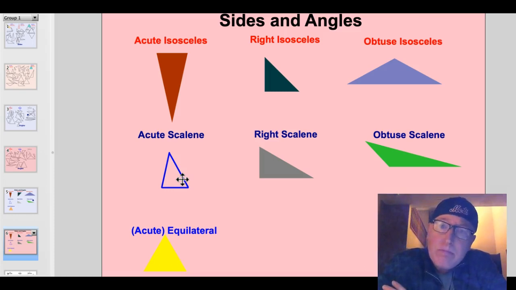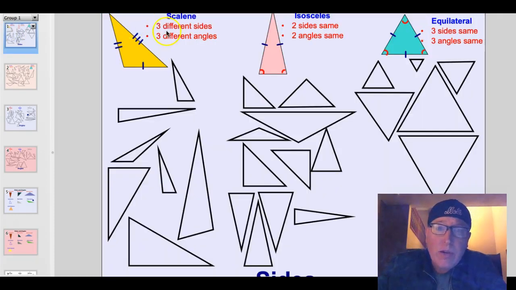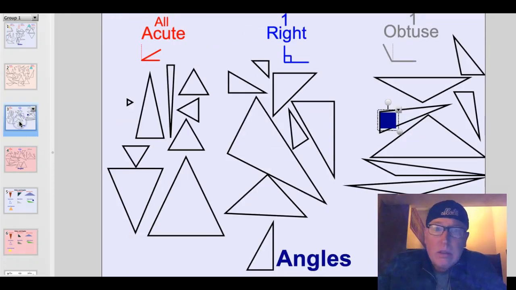I hope this helps. I appreciate you listening. Tough target. But you can go through and listen again and maybe really focus on these first 2 pages where you learn the difference between scalene, isosceles, and equilateral. And then what acute, what right, and what obtuse mean.